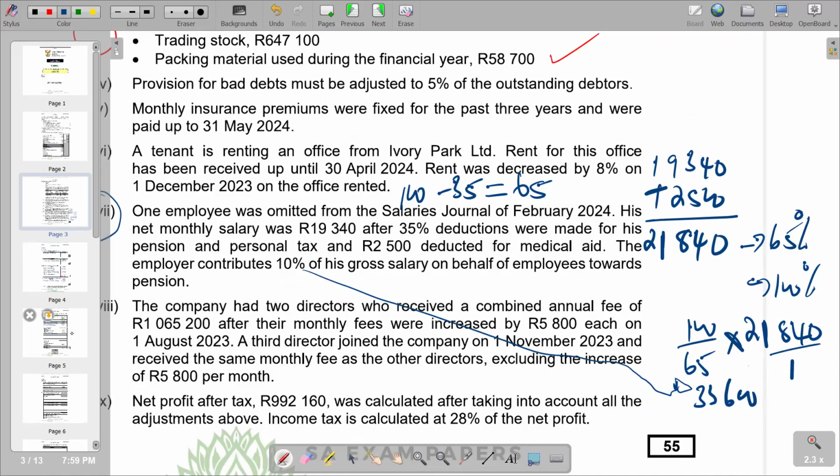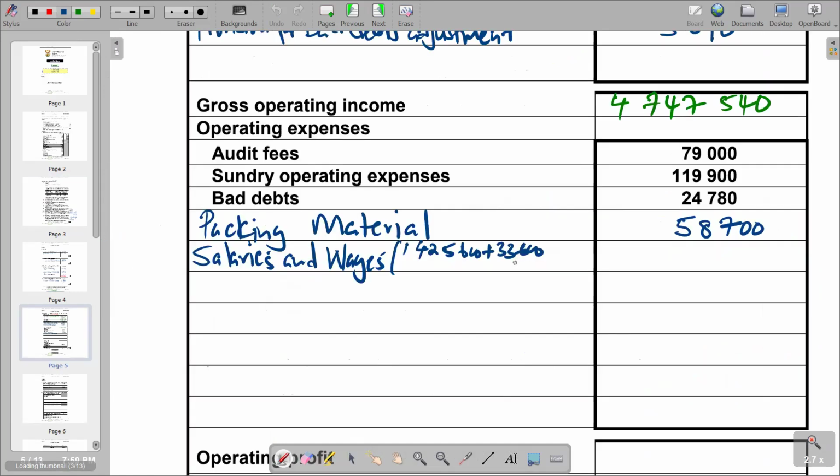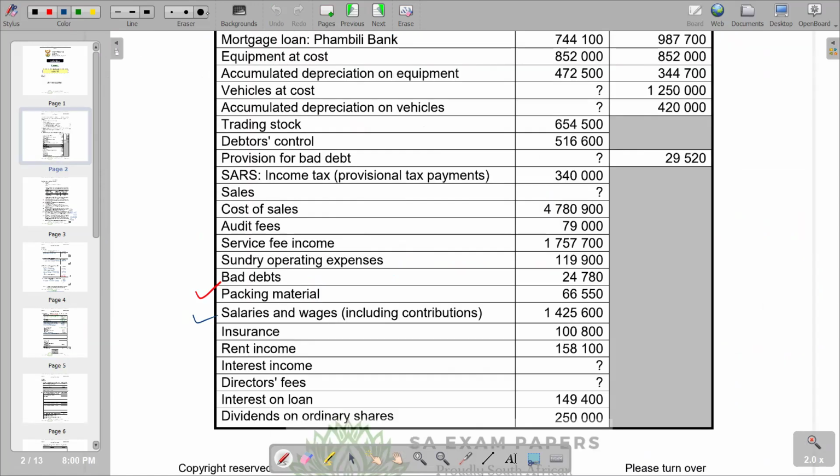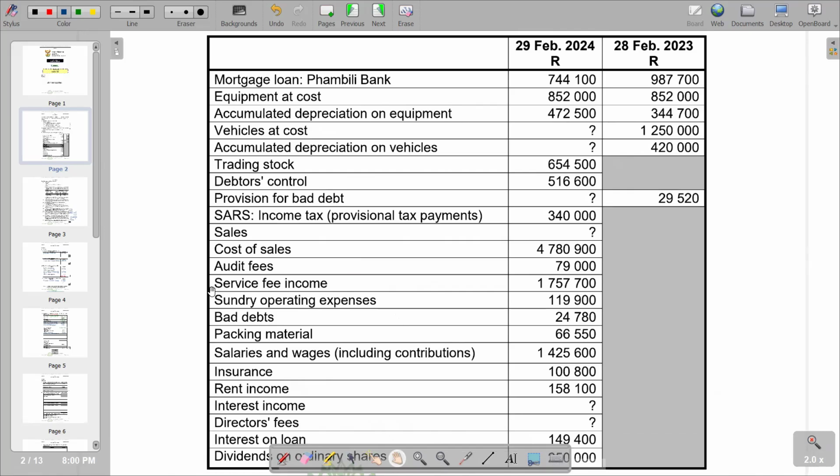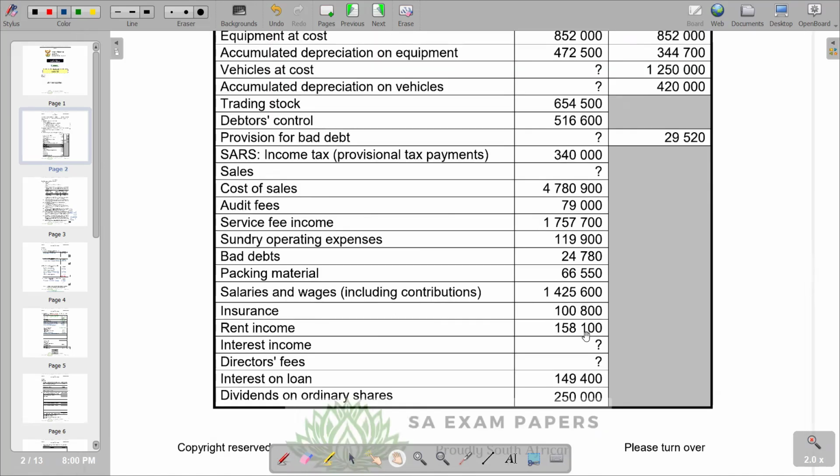So here we add again 3,360. So we add there, the total that you're supposed to get is 1,462,560. So that's what we have for the salaries. Then we'll move on to the next part. From our salaries, I'll go to insurance. We've got 100,800.